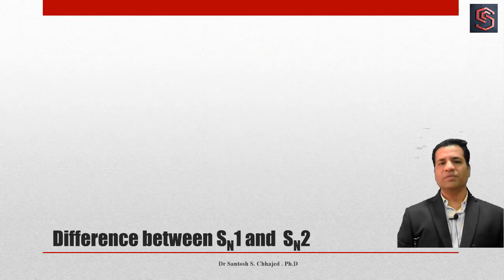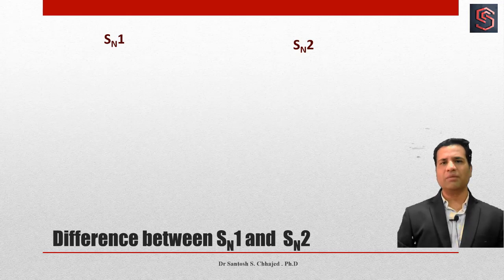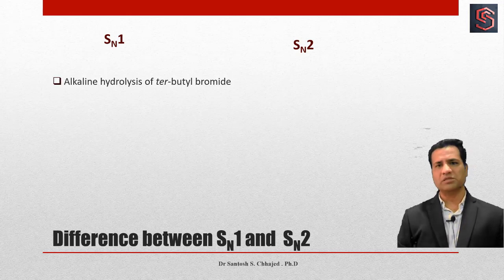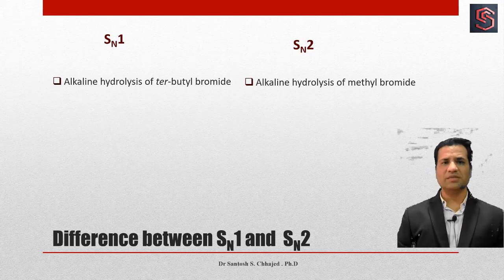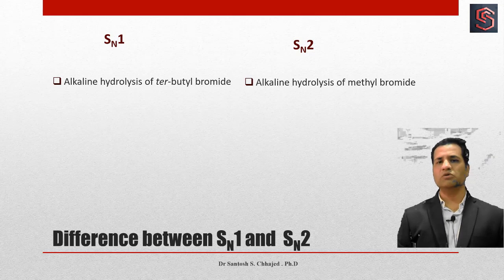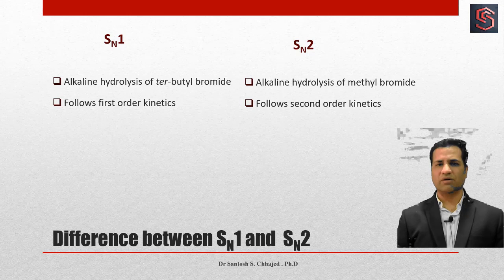Lastly, we will see the difference between both reactions. We already compared SN1 and SN2, but at a glance we will compare these 2 reactions so that it will be easier for students to memorize what is meant by SN1 and SN2. The example we discussed for SN1 was alkaline hydrolysis of tertiary butyl bromide. The example of SN2 was alkaline hydrolysis of methyl bromide. That is, primary alkyl halide will undergo nucleophilic substitution by the bimolecular path, and tertiary alkyl halide will undergo nucleophilic substitution by the unimolecular path. SN1 follows first order kinetics, whereas SN2 follows second order kinetics.